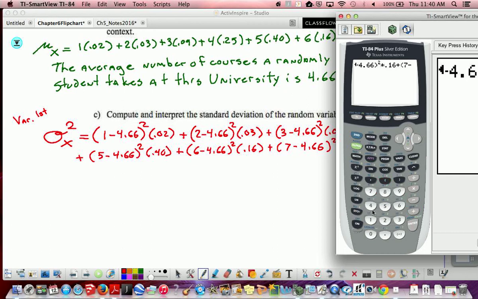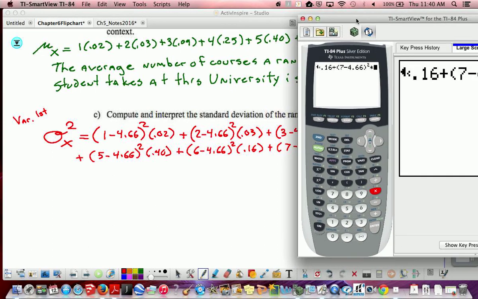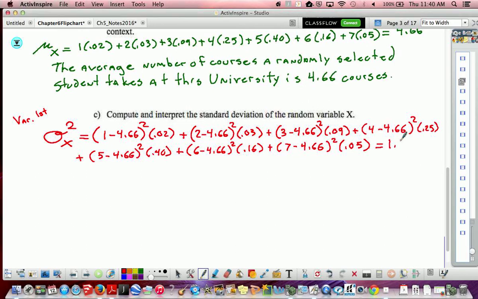7 minus 4.66 quantity squared times, what's the probability? 0.05. Let's hit enter here. Ooh, 1.444. Nice.